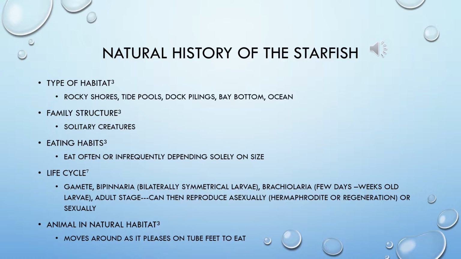Speaking of life stages, there are several different life stages. There's the gamete when it's first born, and then there's the bipinnaria, which is basically just whenever the larva becomes symmetrical bilaterally. After a few days or a few weeks, this life cycle turns to the brachiolaria, and after that, it goes to the adult stage where it is able to reproduce asexually as a hermaphrodite or through regeneration or sexually as well.